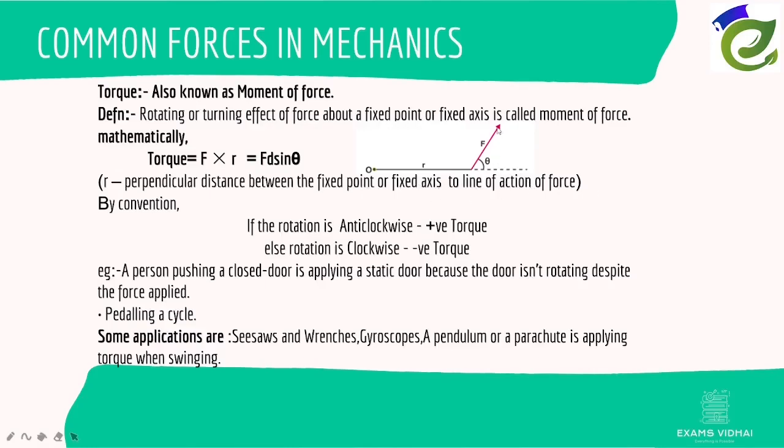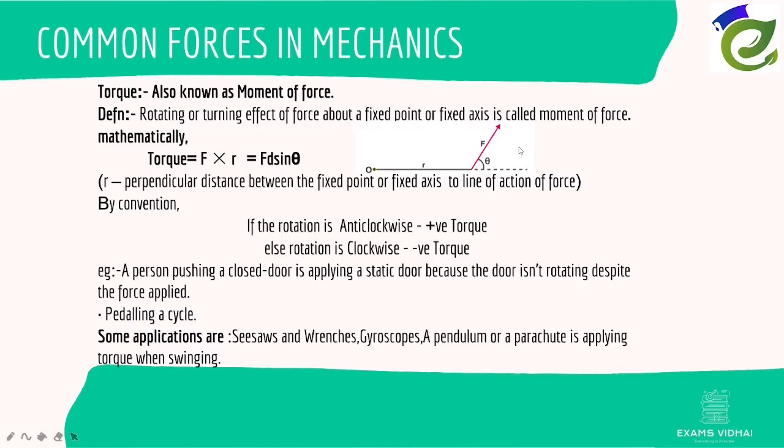Suppose the force is acting like this. You can see here the pink line that denotes the line of action of force, and that's the distance, and this is the fixed point. Therefore, the distance between them is known as r. Therefore, you can say torque is F r sin theta, since you're bringing the angle into the picture.